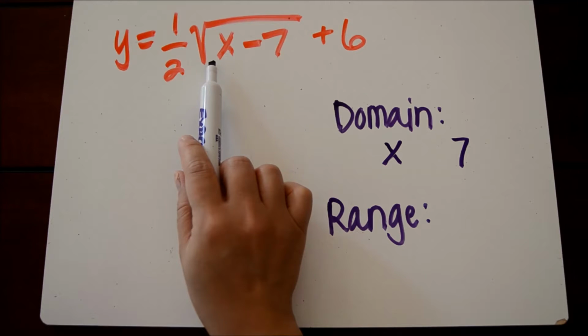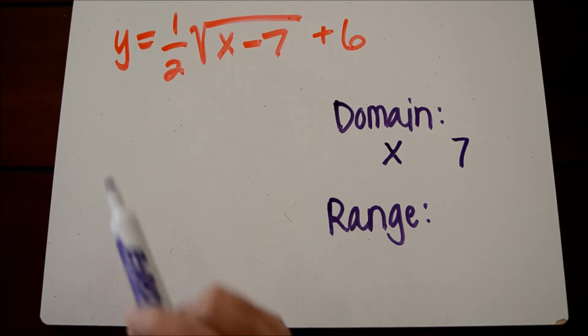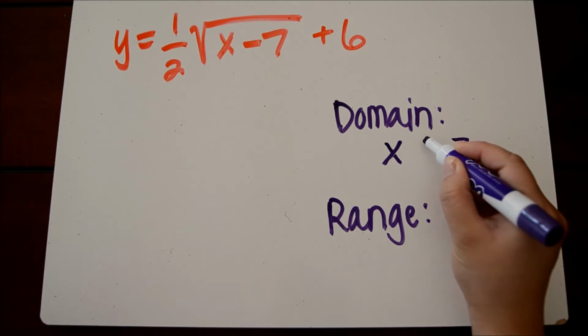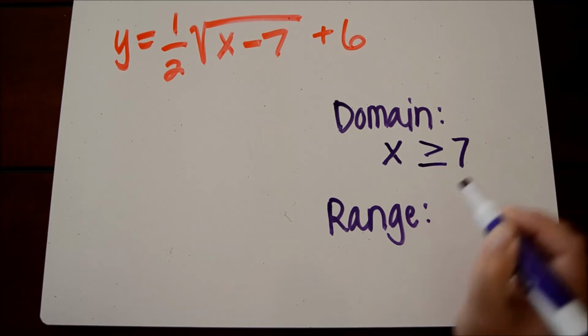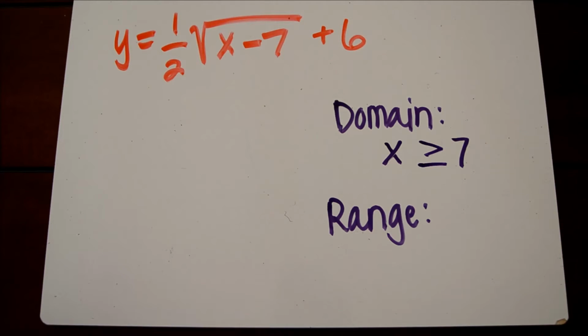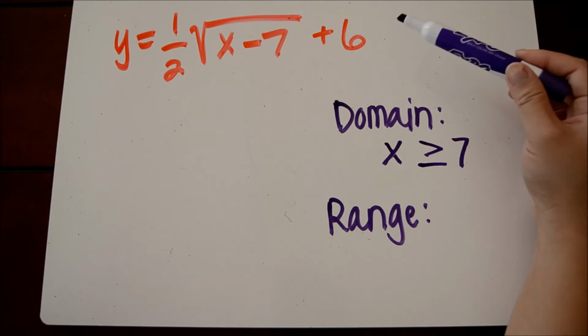Now, since our x value inside the square root function is positive, it's not reflected across the y-axis, so we know it's going to the right, which means it's greater than or equal to 7.